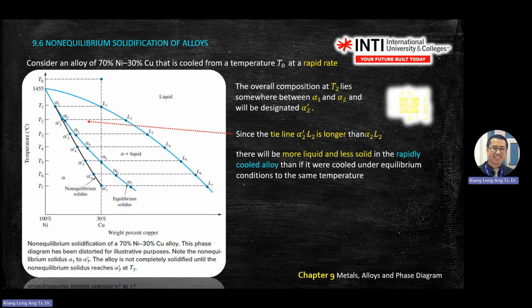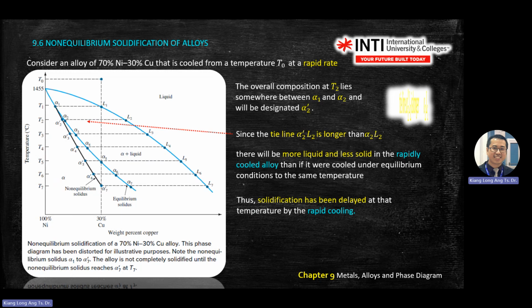So there will be more liquid compared to the normal equilibrium condition. If you cool it down very fast, it's called a non-equilibrium state. If you cool it in a normal condition, it's called an equilibrium state. So I just want to highlight, you have a higher liquid percentage in rapid cooling.